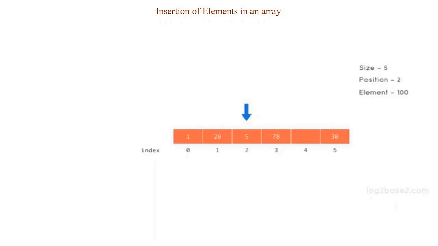So move 30 to index 5, 78 to index 4, 5 to index 3. Now index 2 is free. So add element 100 here.